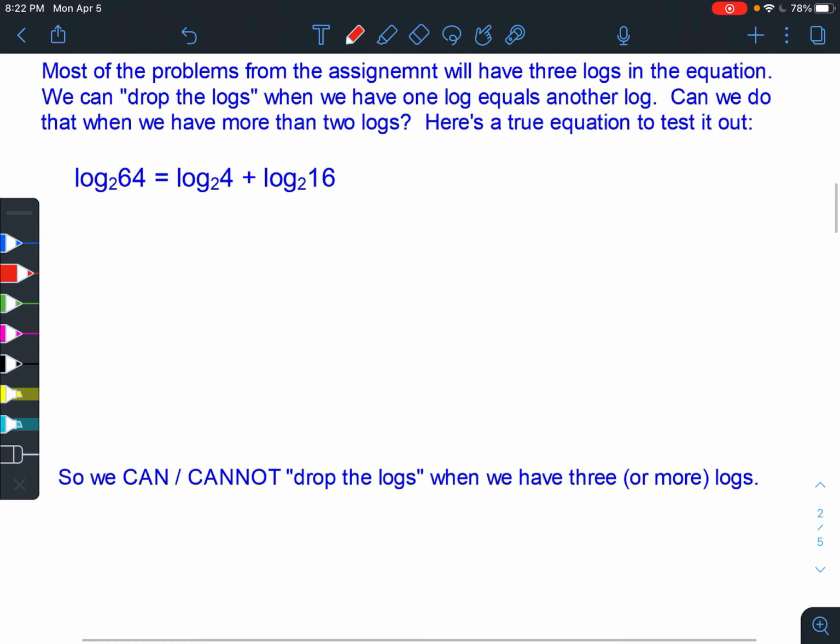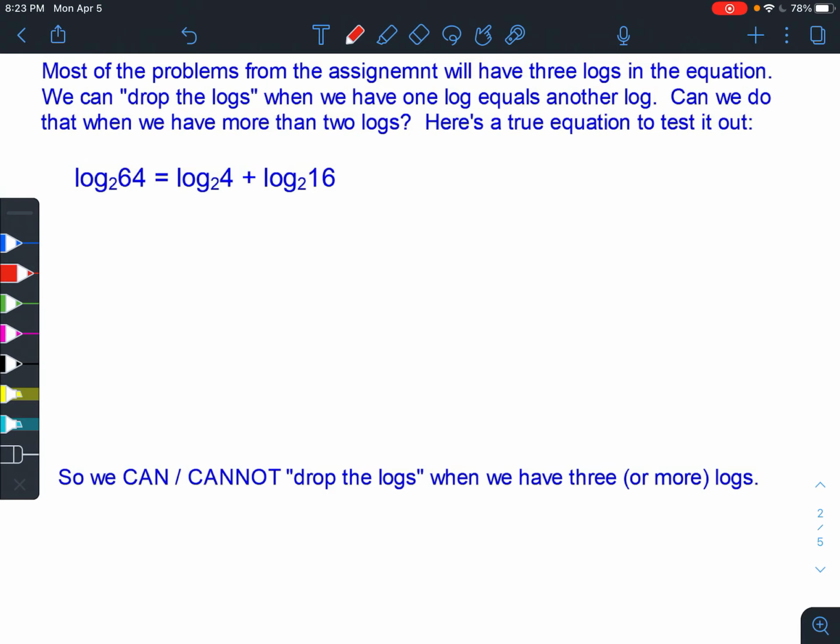Okay, now most of the problems in the assignment, as it says here, will have 3 logs in the equation, and we can drop the logs when we have one log equals another log. Okay, so can we do the same when we have more than 2 logs? Now, here's a true equation to test that out.